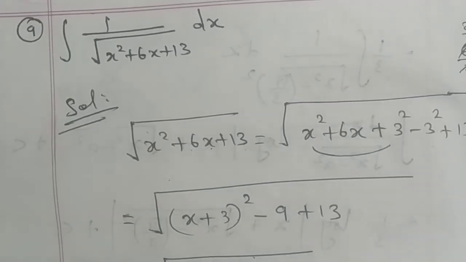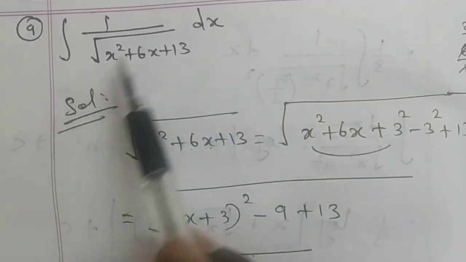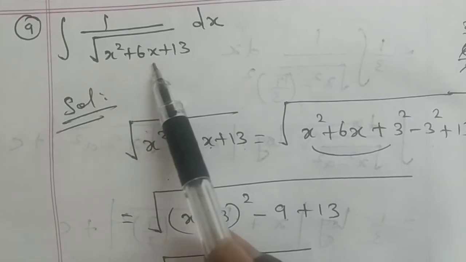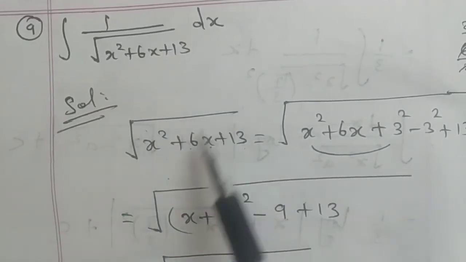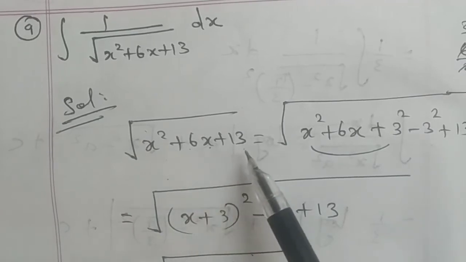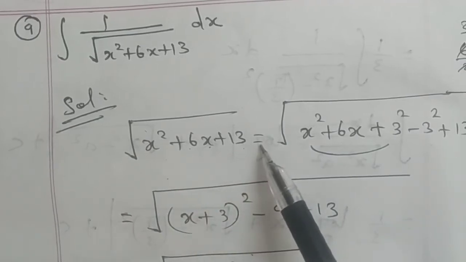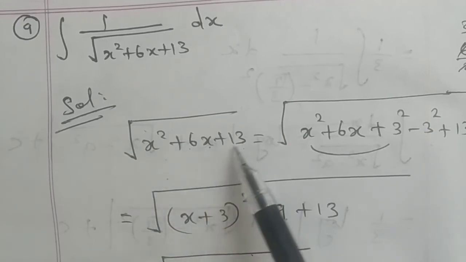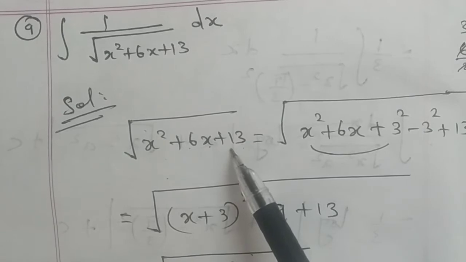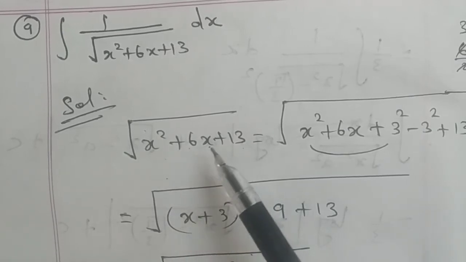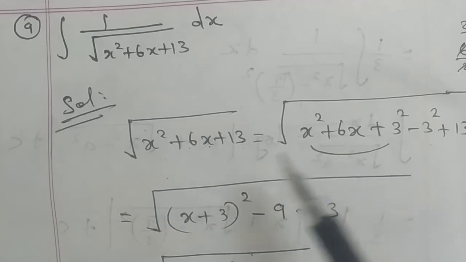Question number 9. Integral of 1 by square root of x square plus 6x plus 13 into dx. What is the denominator given? Square root of x square plus 6x plus 13. This term, x square plus 6x plus 13, can be written using the completing the square method, in the form x square plus a square or x square minus a square.